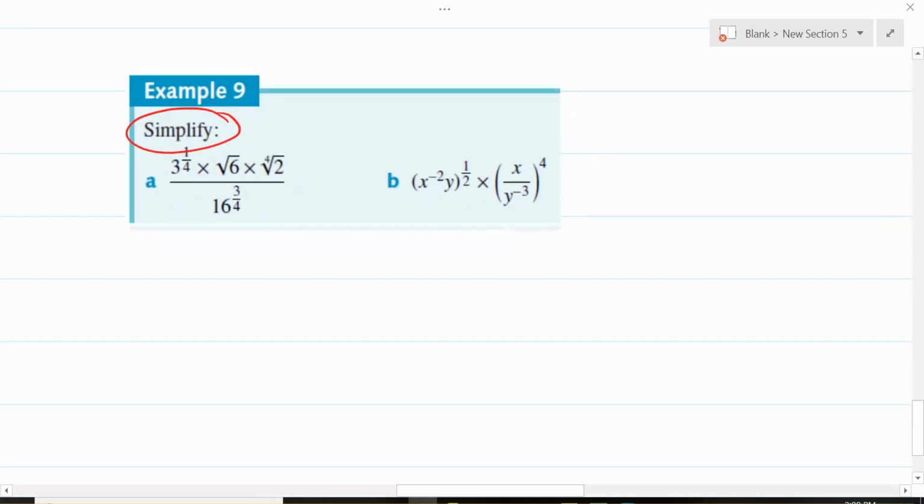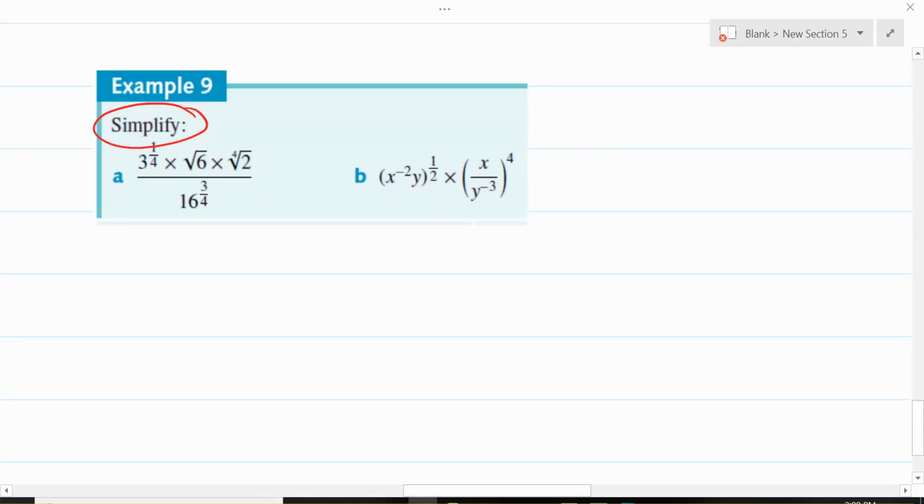It says simplify, so your goal is to simplify. Notice the problem here is you've got base 3, base 3, base 6, base 2, base 16. The problem with index laws is you require the bases to be the same. If the bases are different, you can't simplify. So your goal right now is to group in bases that are the same.